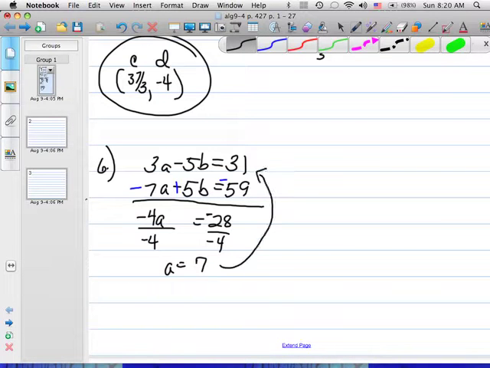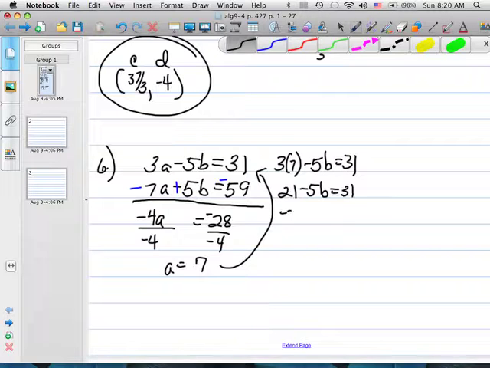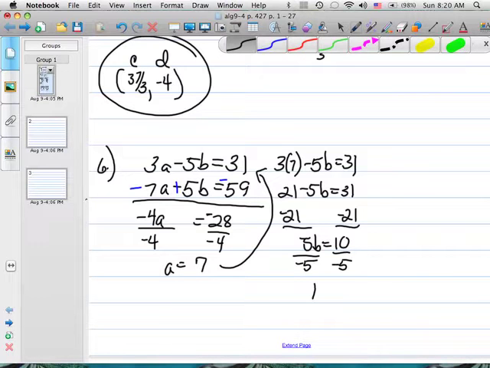Substituting back in, 3 times 7 minus 5b equals 31. So that's 21 minus 5b equals 31. Subtract 21 from both sides. We get negative 5b equals 10. Divide by negative 5, and we get b equals negative 2. So our ordered pair is a, b, and it's 7, negative 2.